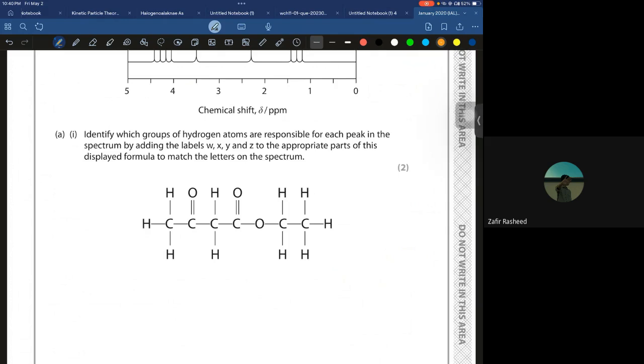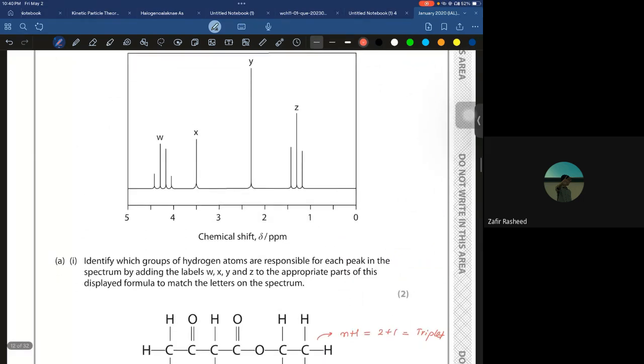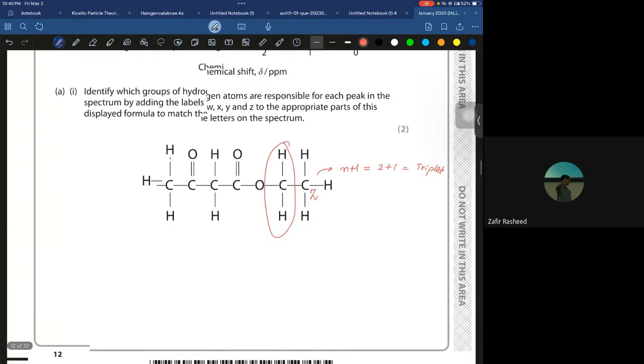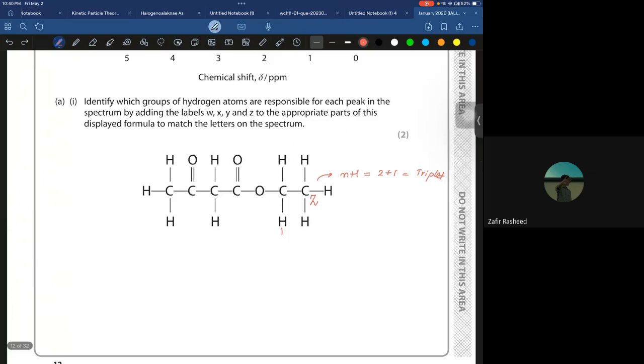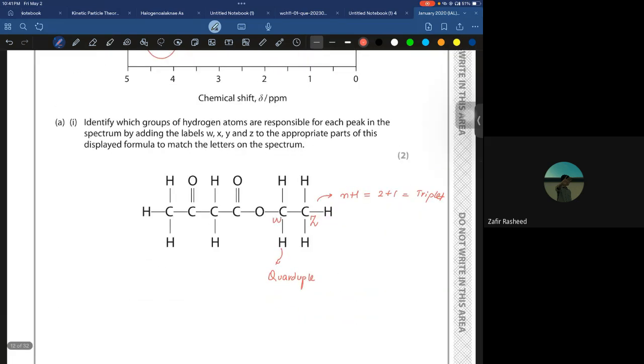Okay, so the neighbor of this CH3 is CH2. So I would be getting the n plus 1 rule, meaning 2 plus 1, it would be a triplet. Triplet is Z. So this is Z. Then if you are talking about this one, the neighboring hydrogens are 3. So 3 plus 1, it would be giving you a quartet. So this is W.